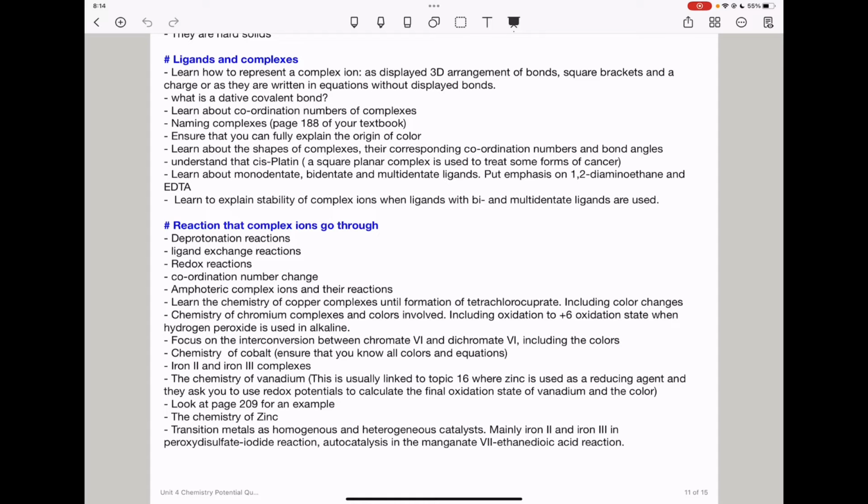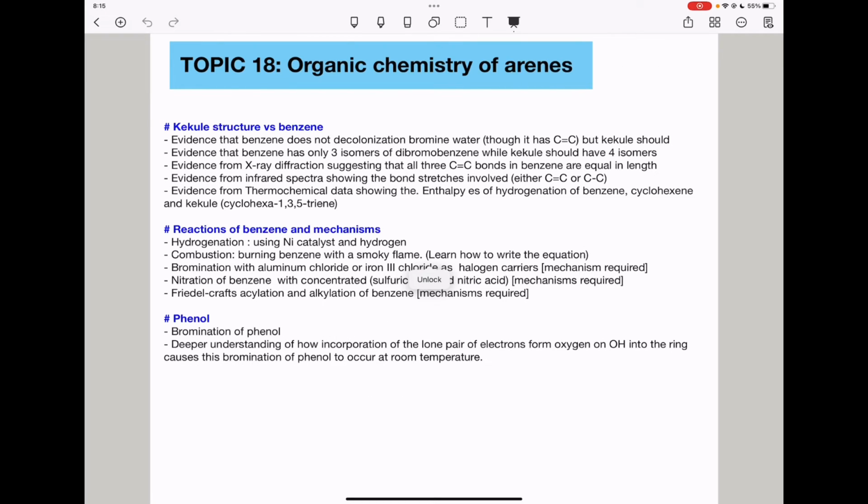If you fully want to understand it, work with Unit 6 Question 1 past papers to fully ensure that you can solve any question that comes. So let's continue to topic 18. Topic 18, organic chemistry of arenes.